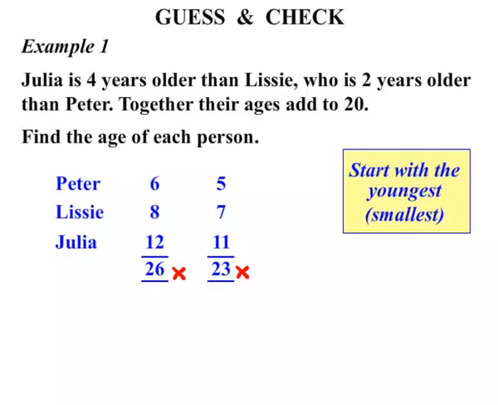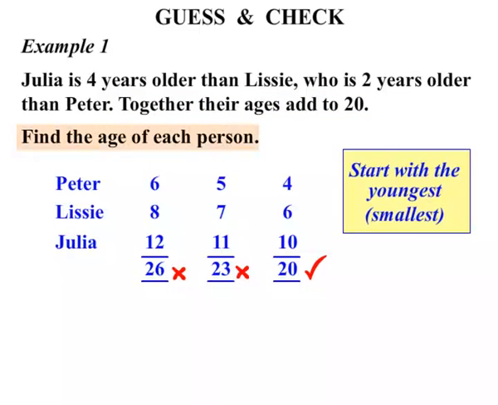We need to adjust our guesses just down a little bit. So let's say Peter was 4. Lissy, 2 years older, would be 6. And Julia, 4 years older than Lissy, would be 10. Okay, they need to add to 20. Oh, this is looking good. Let's add these numbers up. And yes, we get 20. Okay, let's give ourselves a tick.